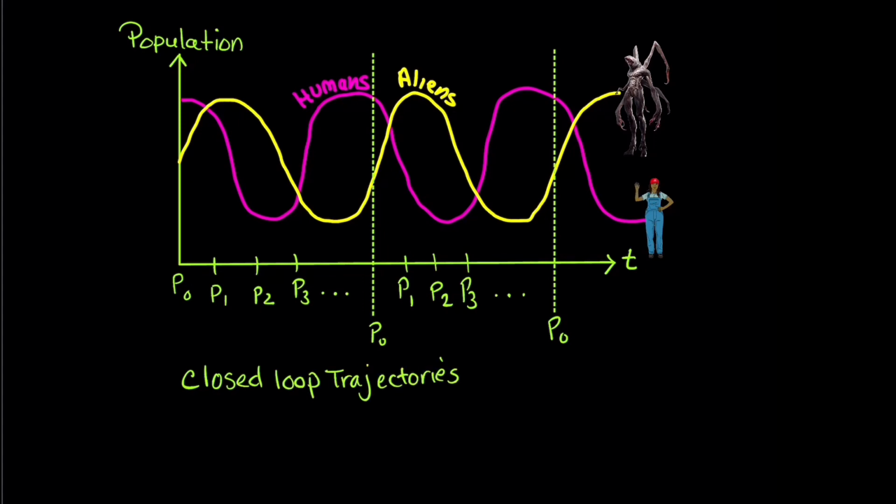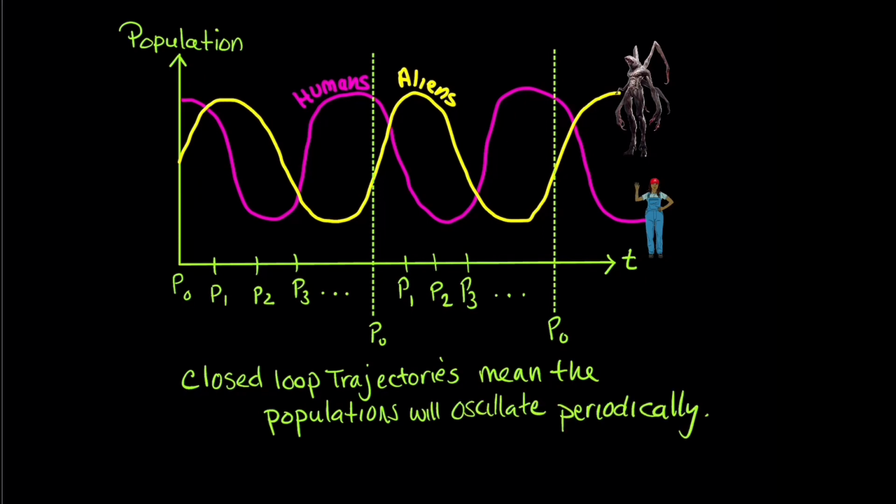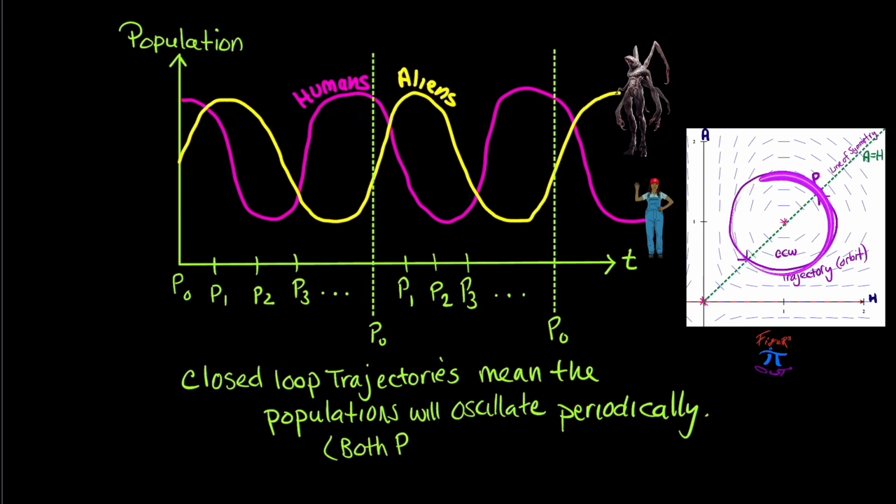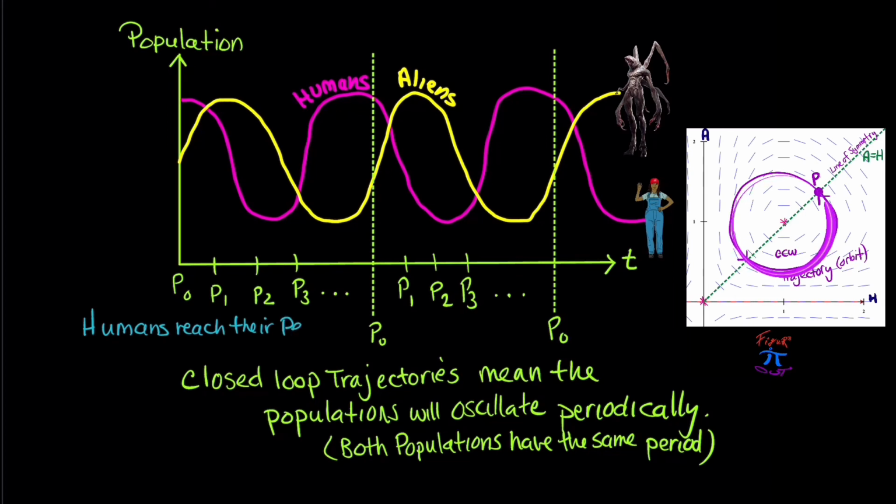So the closed loop trajectories mean that the populations will oscillate periodically over time. Unless, of course, you're at the equilibrium point at which the populations will not change at all. Both populations have the same period. The one thing that you notice is that these two populations are just slightly out of phase, hence the phase plane. The humans reach their peak about a quarter cycle before the aliens do. That is, they are at a maximum population before the aliens reach their maximum population.